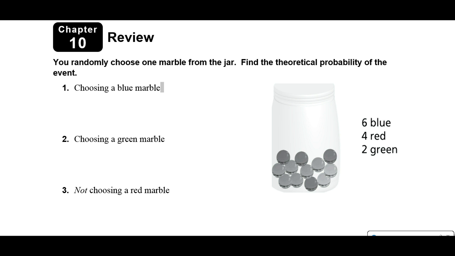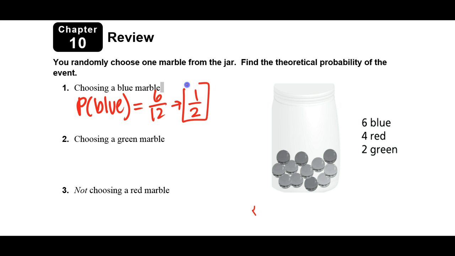Number 1, choosing a blue marble. So there are 6 blue, 4 red, and 2 green marbles in here. Even though you can't see the colors, I listed out over here what they are. And that is a total of 12 marbles. So since you're finding the probability, you need probability notation. So P of blue is how many blue marbles? There are 6 out of 12. And that simplified is 1/2.